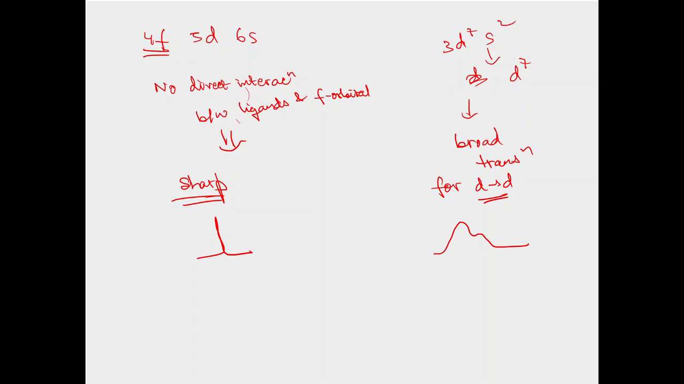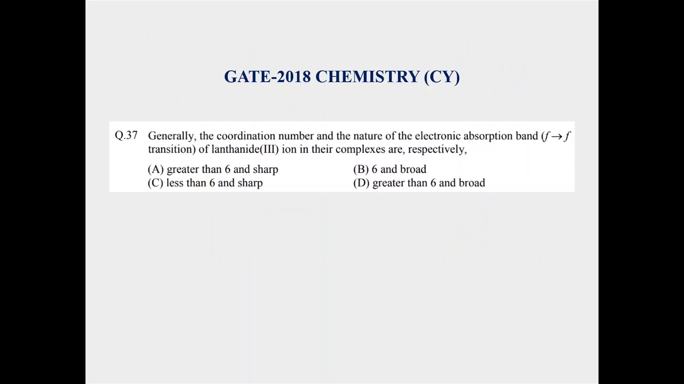Okay. So you can go to the GATE NPTEL portal, and there is a video. If you go to the GATE syllabus mapping and go to lanthanides, in periodic properties you will get a video from Professor D. Rai. There he has discussed the periodic properties of lanthanides. So to know more about this, you can go through that. So for this question, the coordination number for these lanthanide 3 plus ions is greater than 6 and they are sharp in nature.